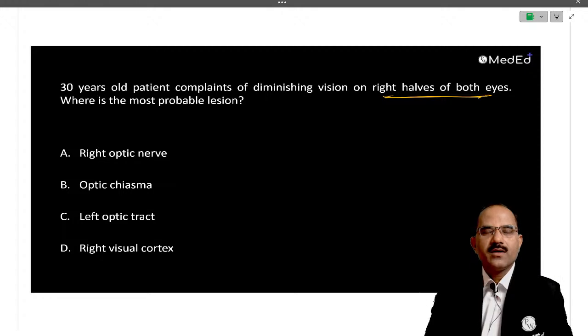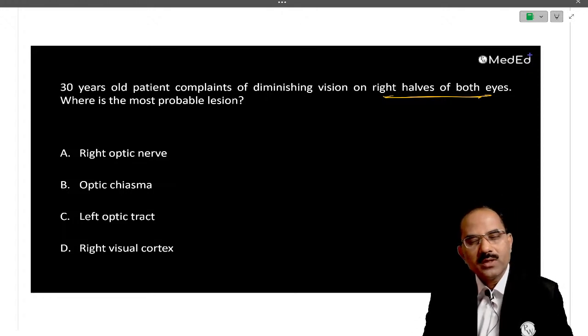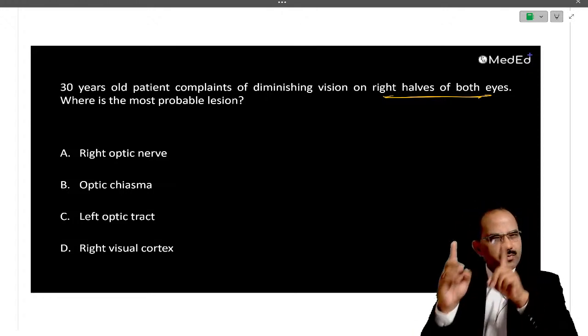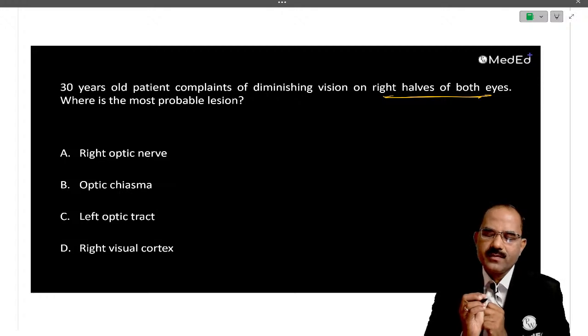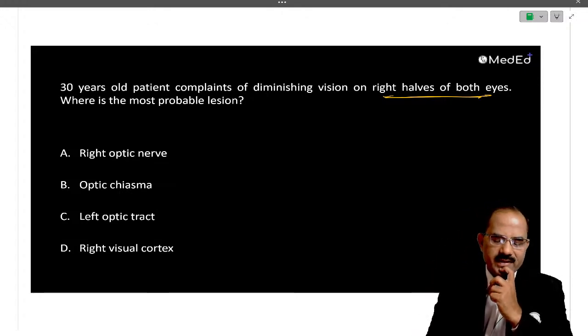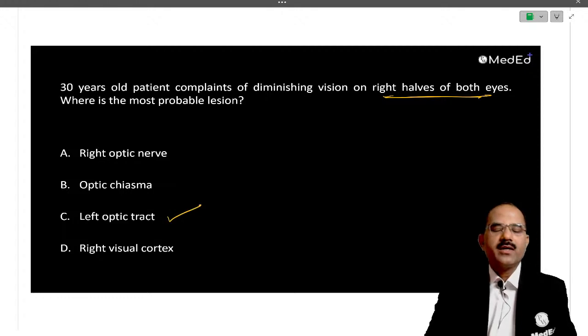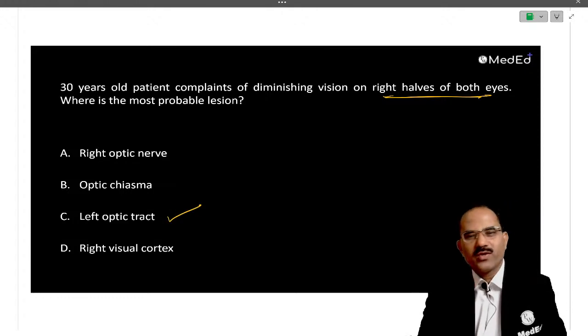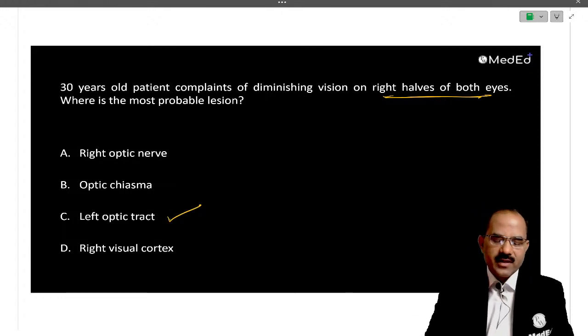So it is a contralateral homonymous hemianopia. Right half of both the eyes. Correct? So it's a contralateral homonymous hemianopia. So where do we get this? It's the left optic tract. Excellent. Very good. It's the left optic tract.